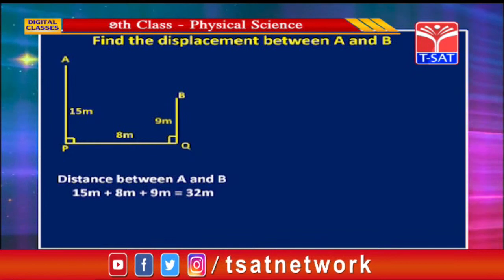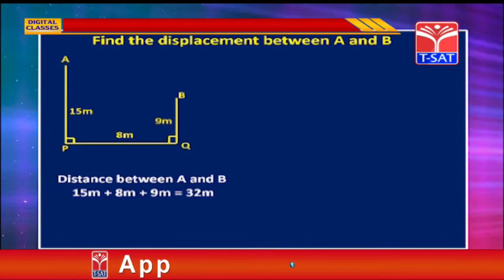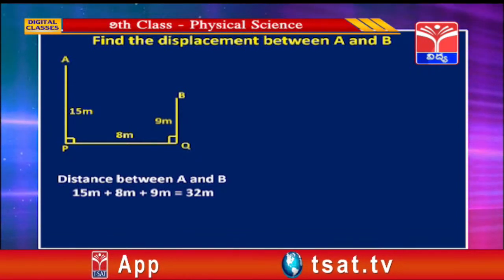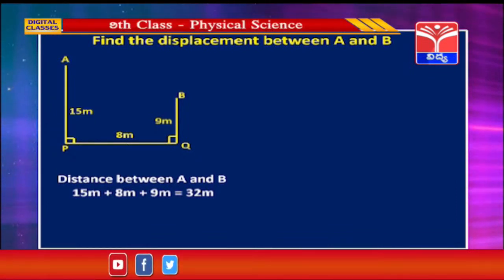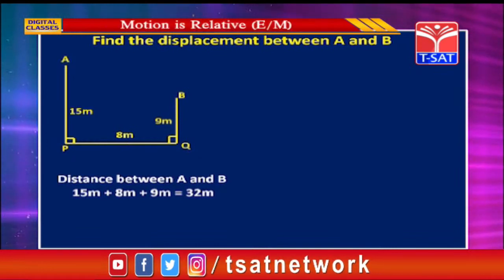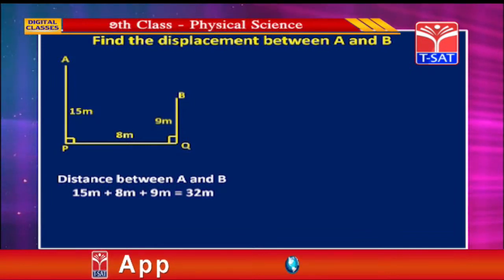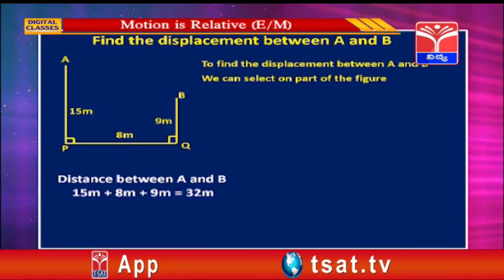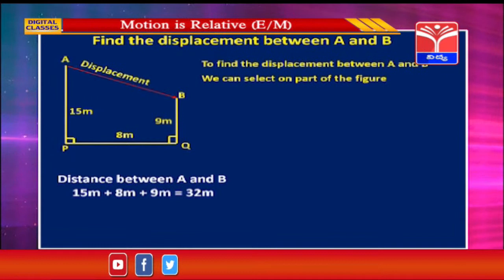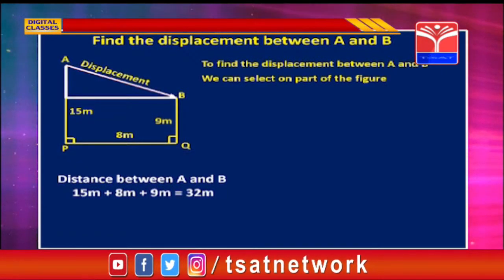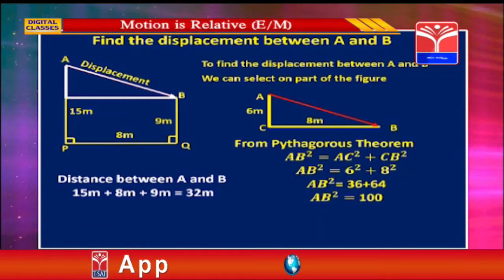Let us do another numerical. Here the object moved from point A to point B along the path APQB. We have already calculated the distance from point A to point B, which is 32 meters. To find the displacement between point A and point B, we can select a part of the figure. So we can select ACB such that AC is perpendicular to BC. ACB forms a right angled triangle, and hence we can use Pythagoras theorem.